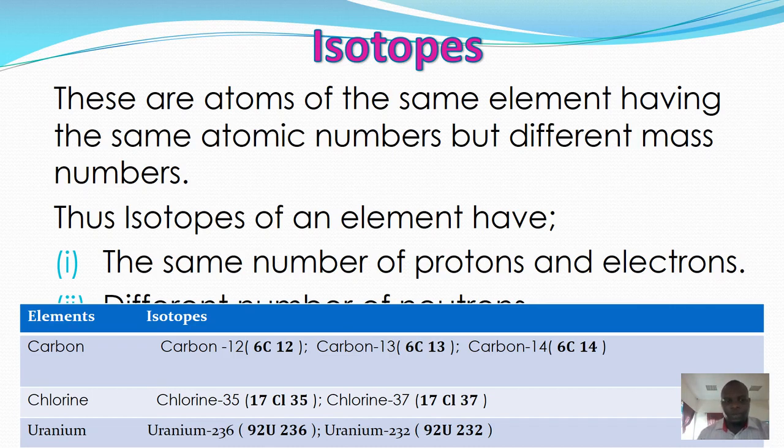So we have some examples of isotopes: carbon-12, carbon-13 and carbon-14 are all isotopes of carbon. Chlorine has isotopes which include chlorine-35 and chlorine-37. We also have uranium, which has isotopes including uranium-236 and uranium-232.